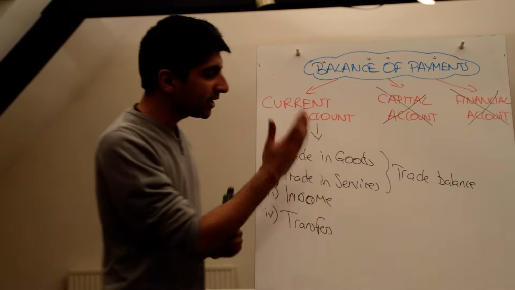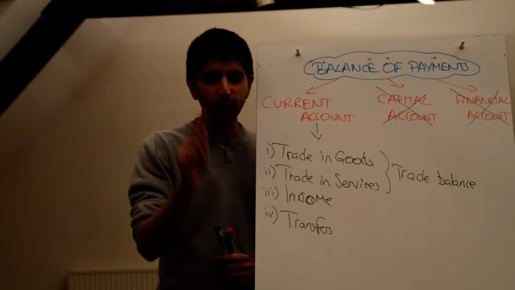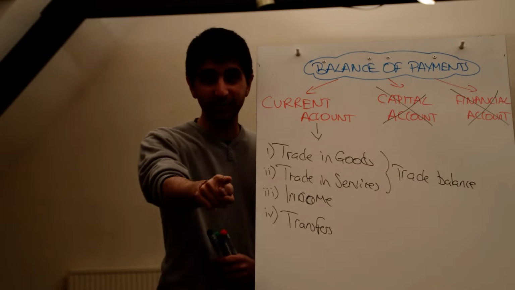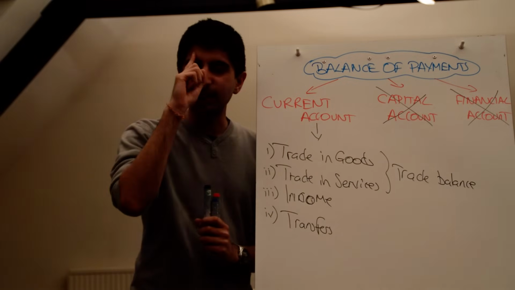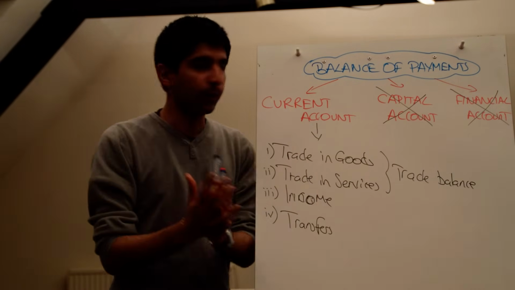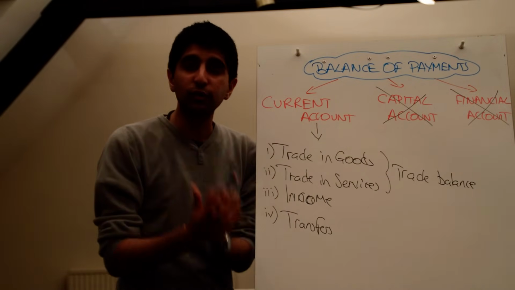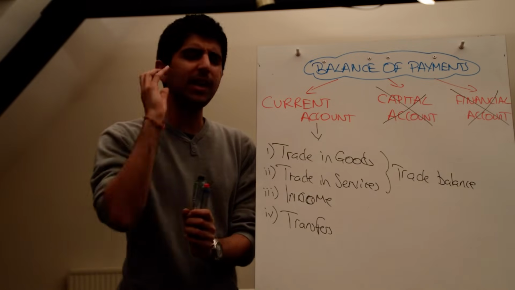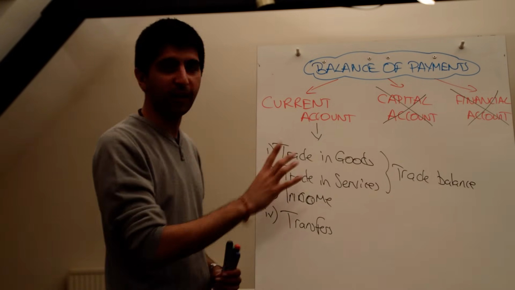So, what's measured here is not quantity. We're not measuring the volume here. We're measuring the value. Alright? We're looking at money flows. It's an account, right? So we're measuring financial flows. Money flows. Money is important here. Value, not volume, with the current account.